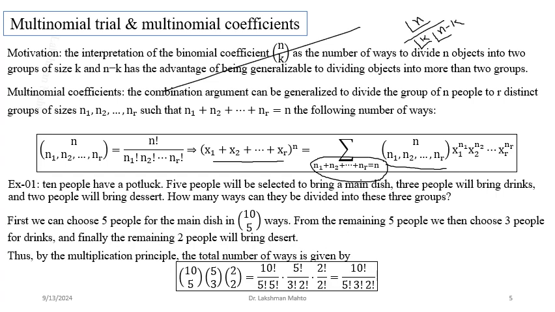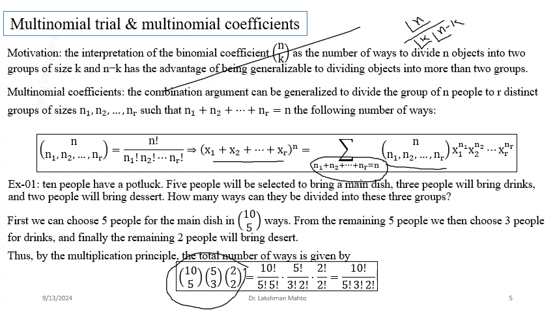It is very easy. First we choose 5 people out of 10. What would that selection be? 10 choose 5. Then from the remaining 5, we have to choose 3: 5 choose 3. Then how many remain? 2. Out of 2 we have to choose 2: 2 choose 2, that means 1. So this is coming through the multiplication rule.